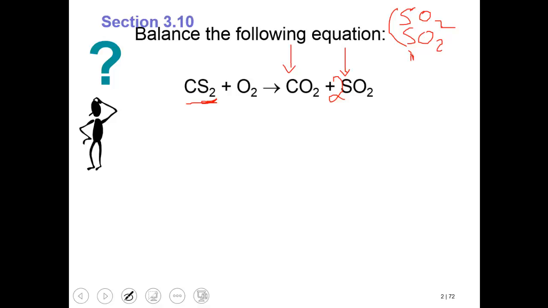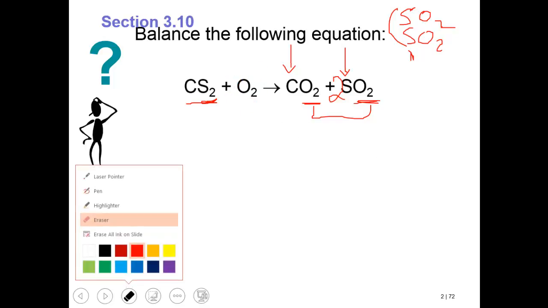Now that's balanced. Now I have 2 oxygens on this side, and I have 2 here and 2 here for a total of 4 oxygens on this side. So I want the 2 oxygens on this side to be the same as 4. So if I write a 2 out in front, I'm going to get 2 oxygens on this side. Oh, I just messed that up. Let's take an eraser here, because this is easy to do, and get our pen back.